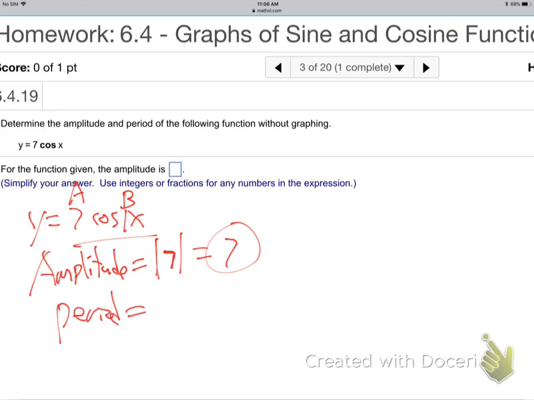All right, and then the b, well, they want the period, don't they? So the period is how long one cycle is. I'm going to give you a formula. Very important to put this on your 3x5 card. 2 pi over b. 2 pi over b is the period. So it's just 2 pi over 1. It's just 2 pi for that one.